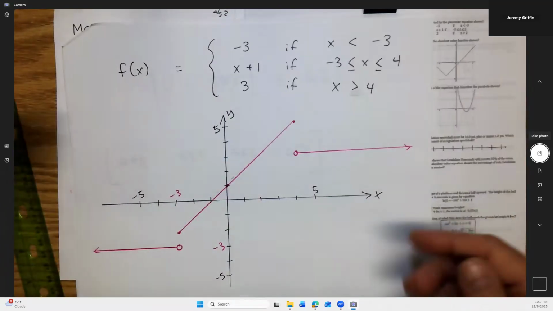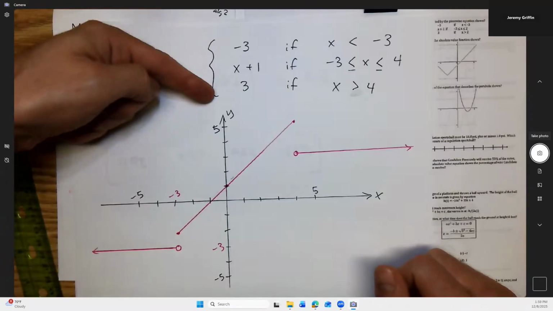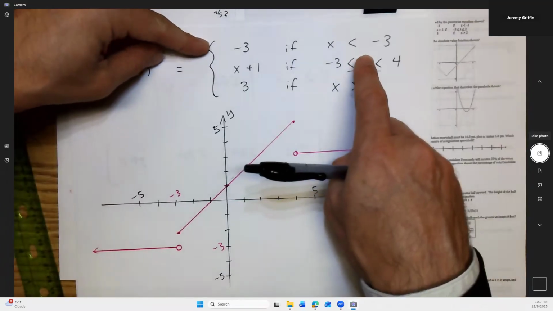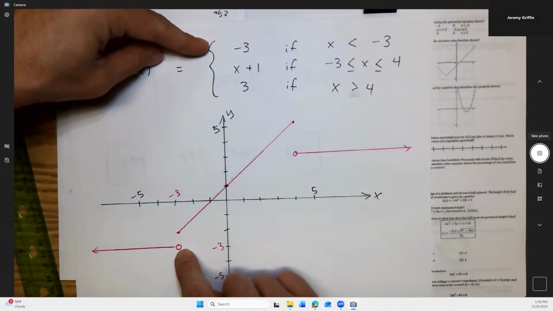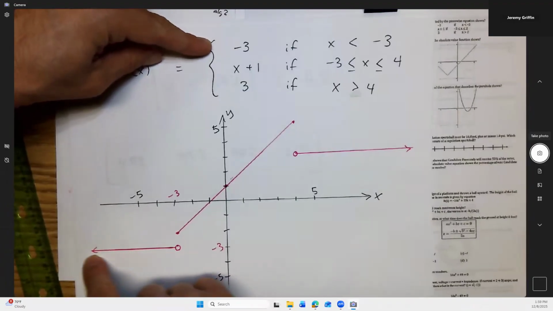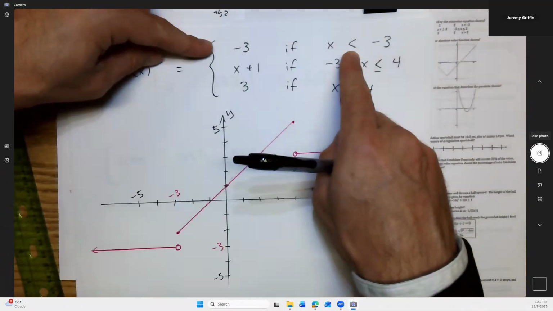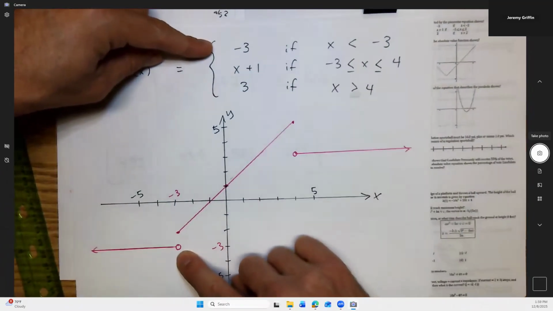Now, what are these equations? So that's these right here. So if x is less than -3, let's say -3 to the left, then the y value is just -3. So it's a flat line. Now, we're not allowed to include that point, so I have an open circle at the end.